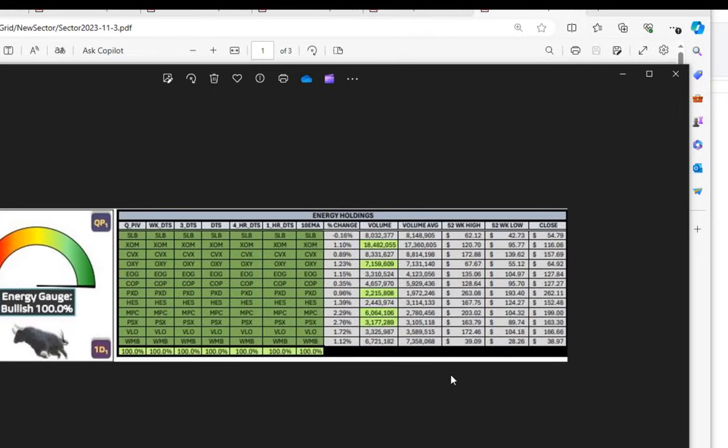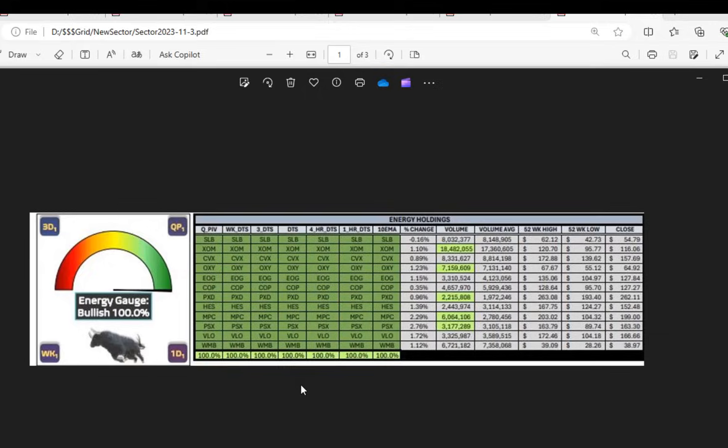This is a sector watch list from last Friday's close, reinforcing what those of you who follow the markets are already aware, that energy has been the hot place to be recently. You can see 100% bullish, all are showing weekly DTS, 3-day DTS, and daily. Volume analysis is positive, and they're all above their pivots. This is the whole scan of the key stocks that are in the XLE Energy ETF.